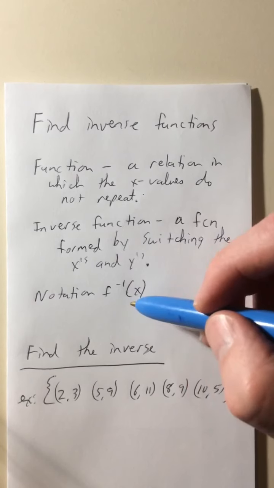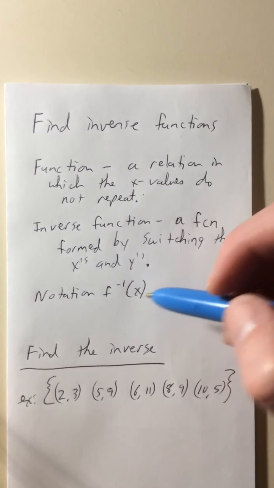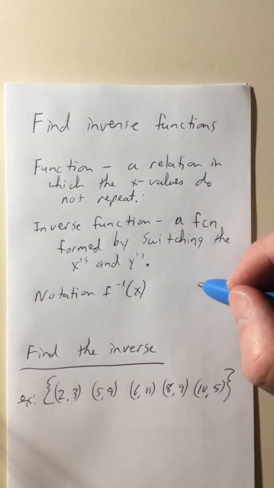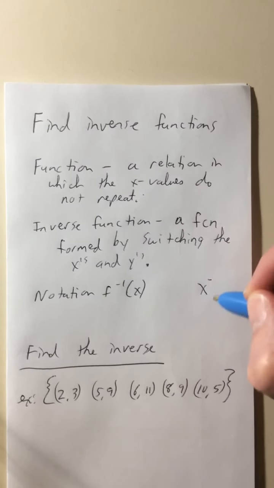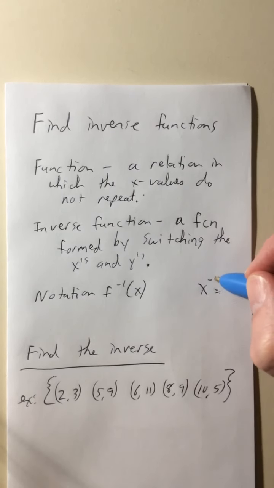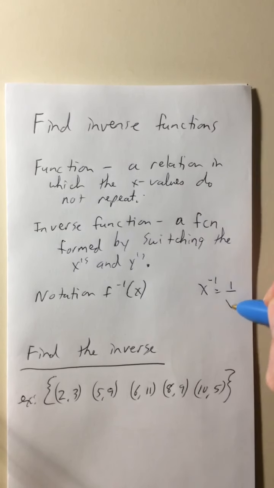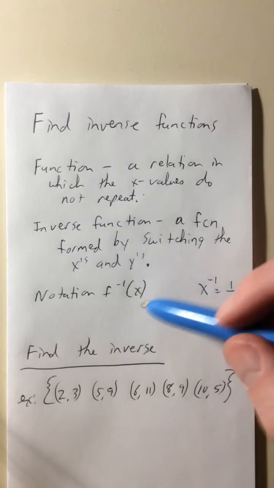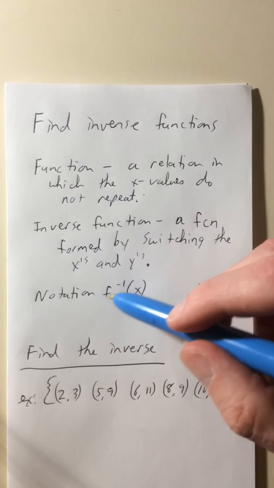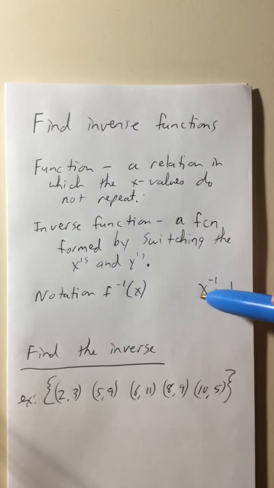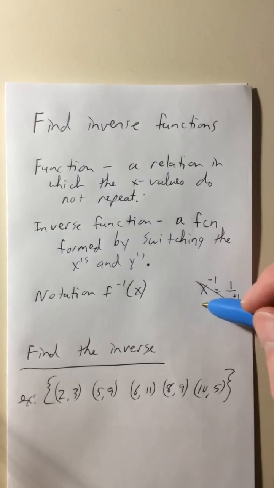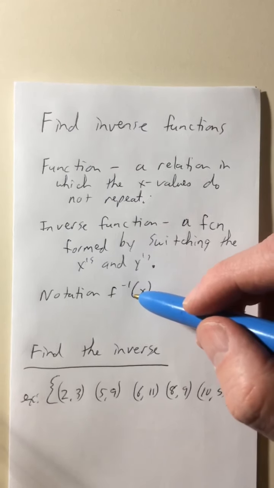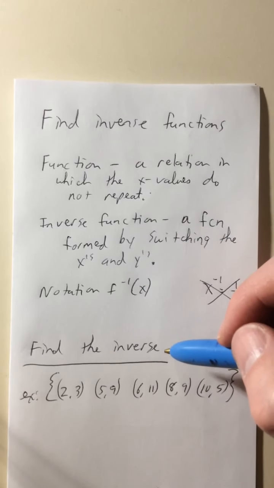The notation is this, f to the negative 1 of x. And we might recall that when we had x to the negative 1, that was equivalent to 1 over x to the positive 1. And that's true, however, this is just notation. So f to the negative 1 is not treated the same way as x to the negative 1. That's not what we're doing today. This is just a notation thing. That's it.